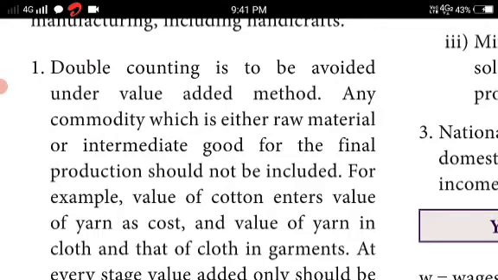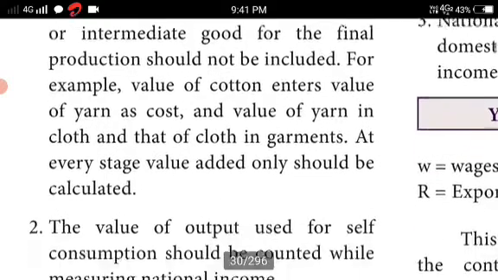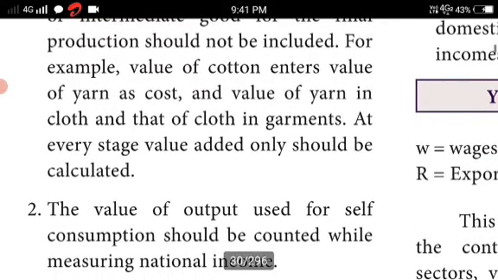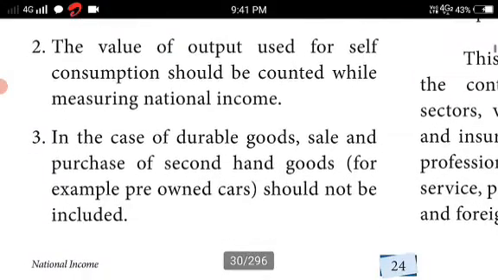Any commodity which is either raw material or intermediate good for the final production should not be included. For example, the value of cotton enters the value of yarn as cost, the value of yarn in cloth making, and that of the cloth in garments, isn't it? So at every stage, only value added should be calculated. Otherwise, this is double counting. Able to understand?